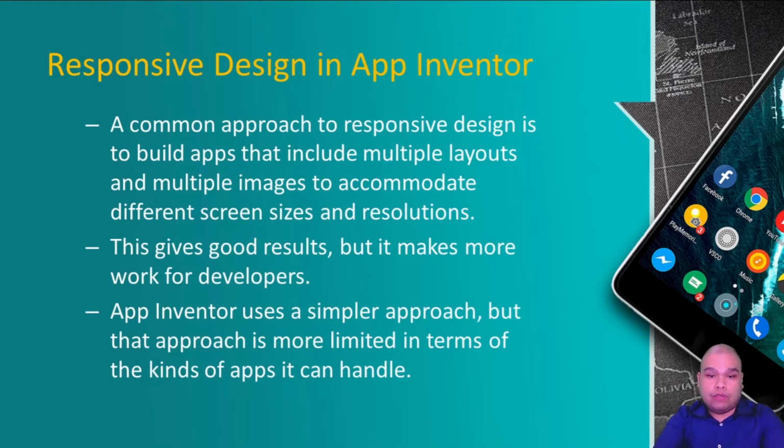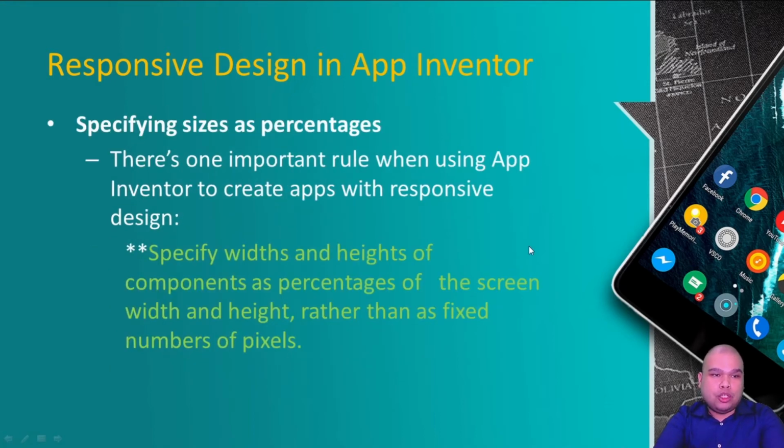This gives good results, but it makes more work for developers because you need to check the orientation and the size of your screen before you can lay out the contents that you want to use. So App Inventor uses a simpler approach, but that approach is more limited in terms of the kinds of apps it can handle. We have some rules or guidelines that you can follow in designing your mobile application in App Inventor.